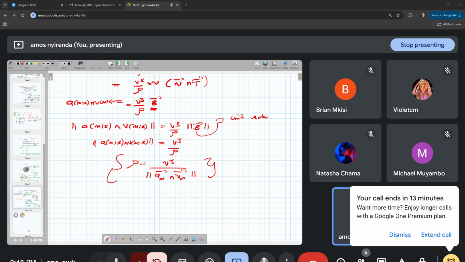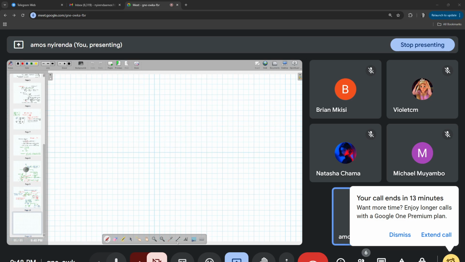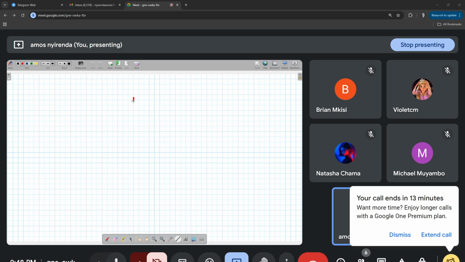Now, let me first of all draw some diagram here. Let's say we have a repère absolu, a reference frame. Let's say we have this reference frame in red, like so. Then let's say we have another reference frame, maybe like so.